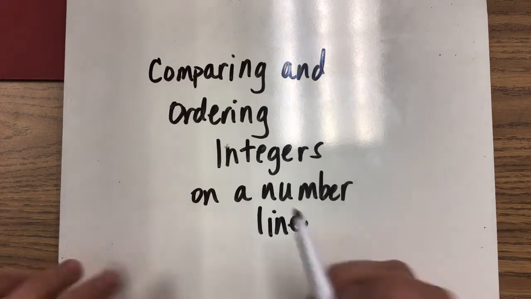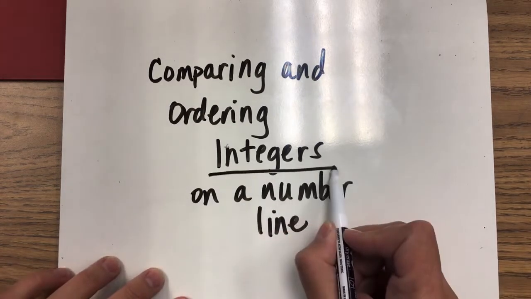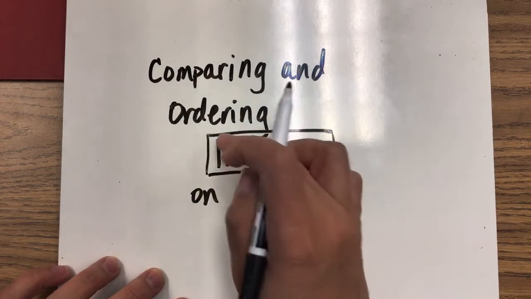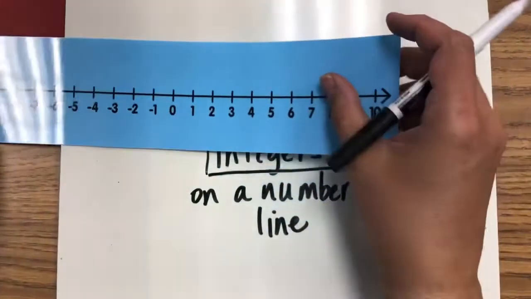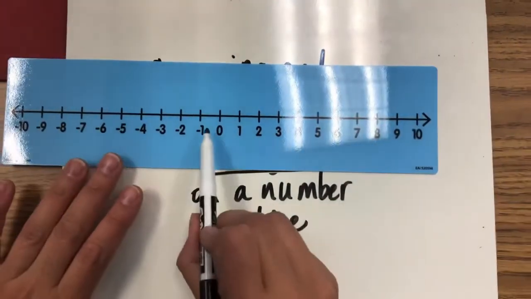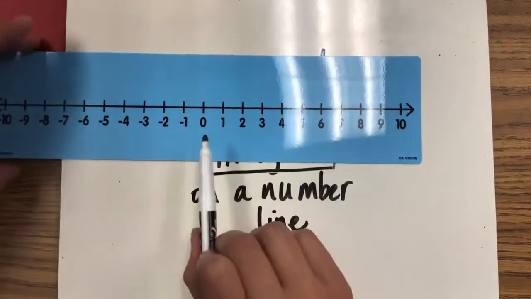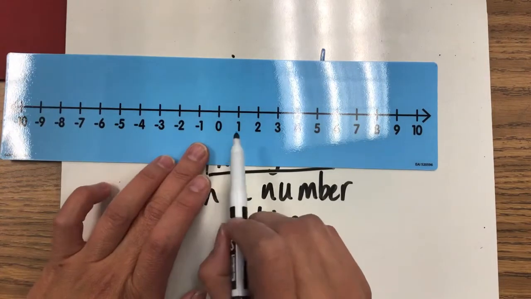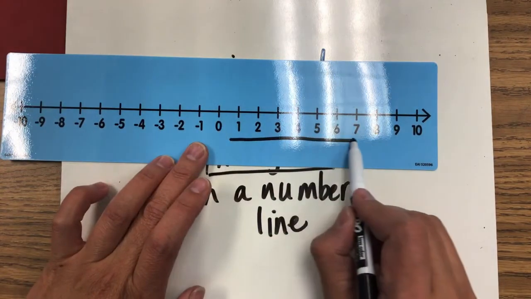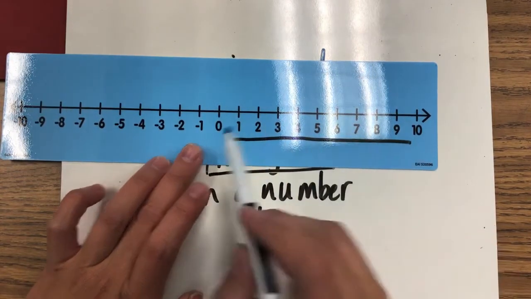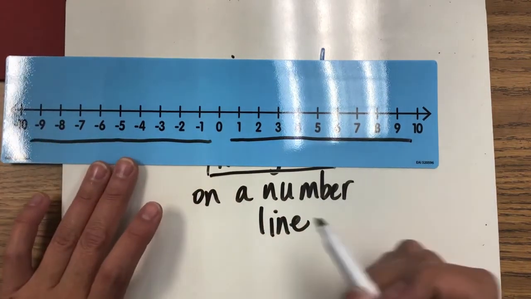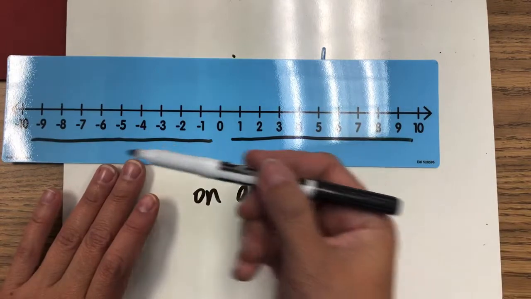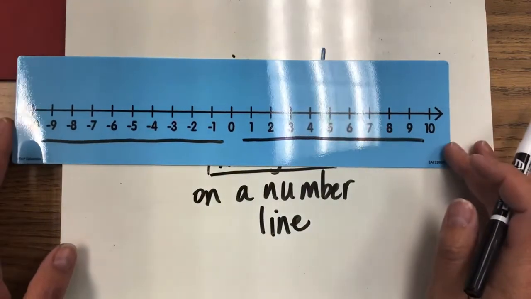First of all, we need to know what integers are. Integers are numbers that are whole numbers. Here's 0 on a number line. Integers are whole numbers like 1, 2, 3, 4, 5, 6, 7, 8, 9, 10, as well as the negative numbers, negative 1, 2, 3, 4, all the way to infinity this way and infinity that way, okay? So that's what integers are.